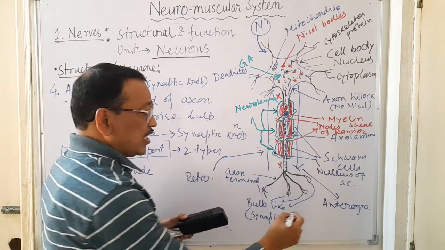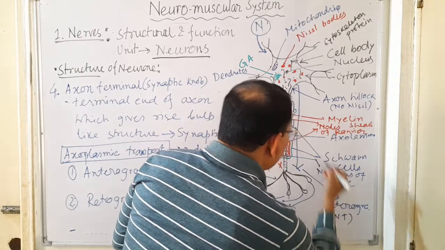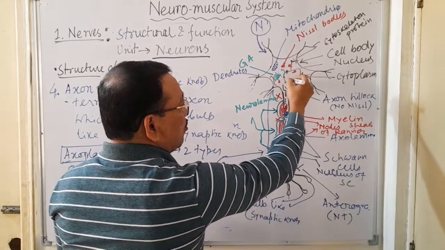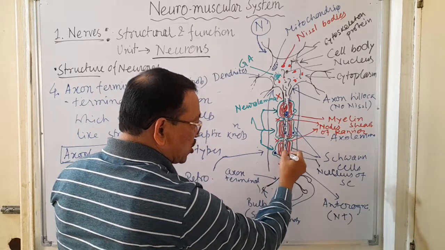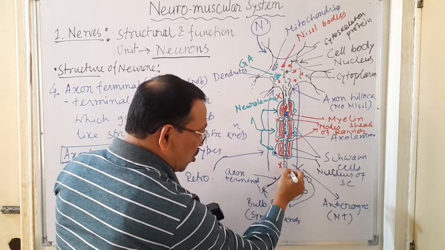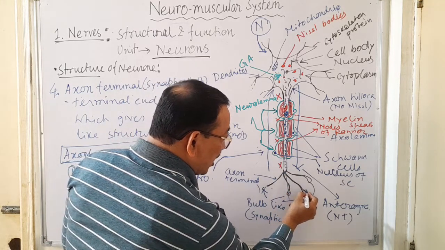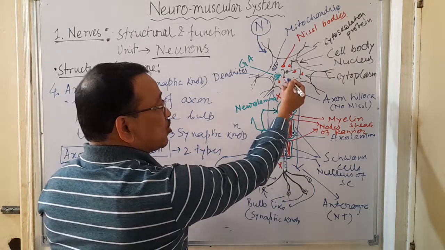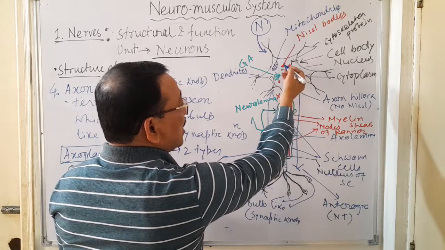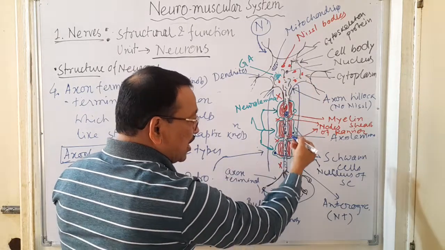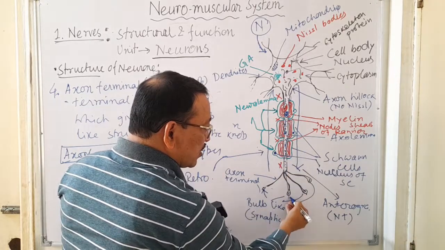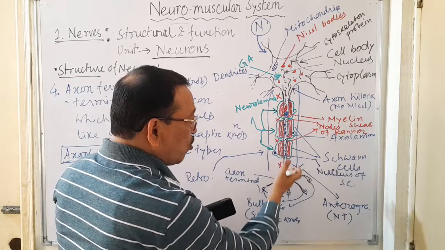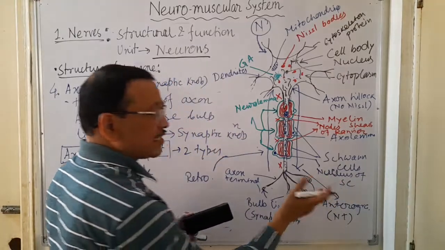Generally, neurotransmitters are formed within the cell bodies, and these are transported through the axon and remain stored there. So neurotransmitters are synthesized in the cell body, and they are transported to the synaptic knob where they are stored. This type of flow is known as anterograde flow, and neurotransmitters are examples of anterograde flow.